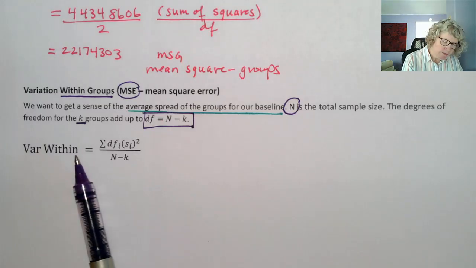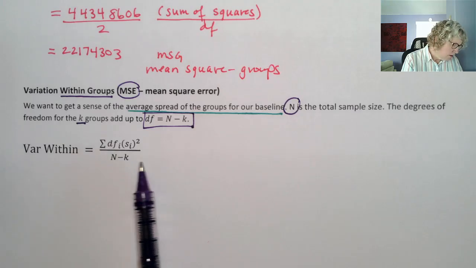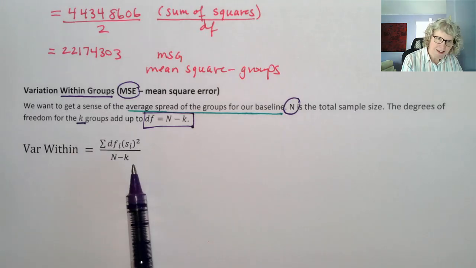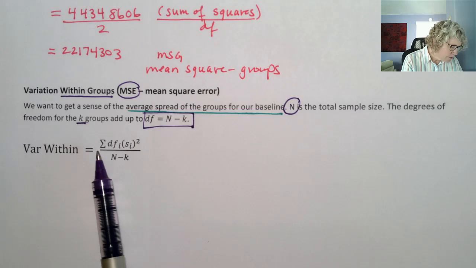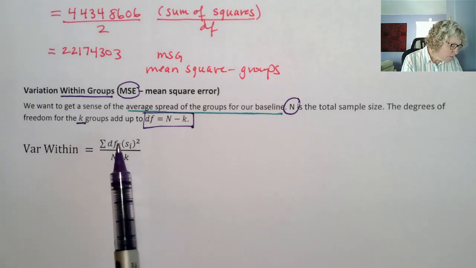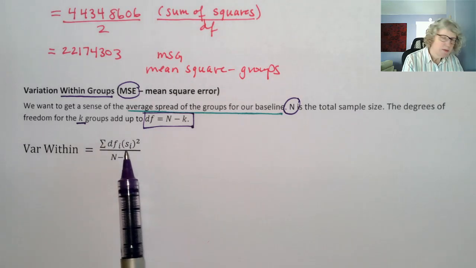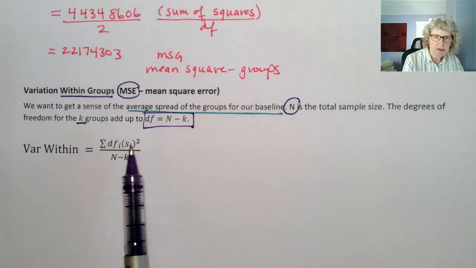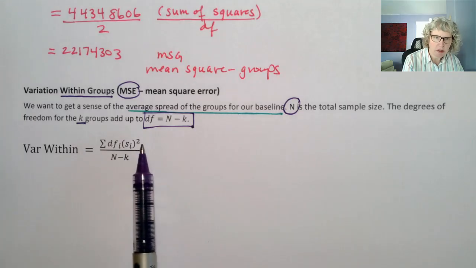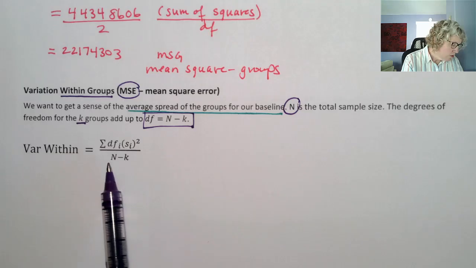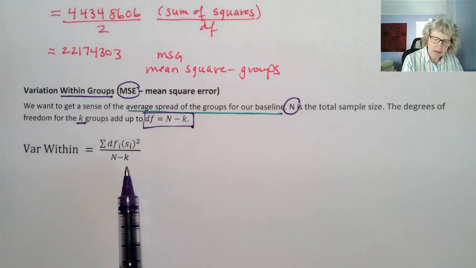So let me show you this formula here. Again, it looks worse than it is. So we have a summation, which means we're going to add. We have the degrees of freedom per group times the S squared, or the standard deviation for the group squared, okay, over the total degrees of freedom N minus K.